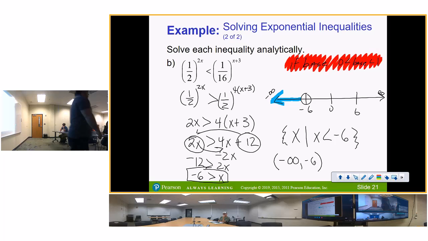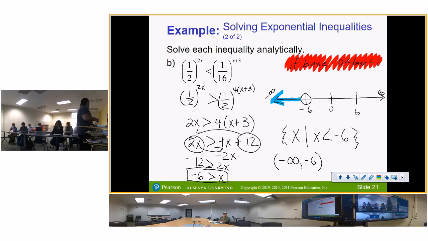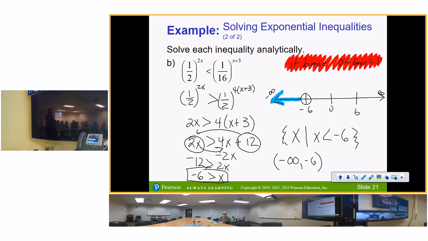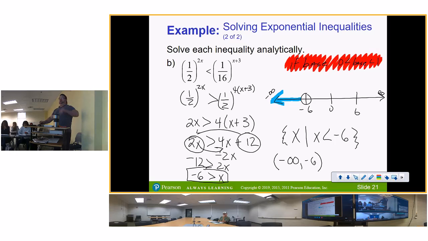Okay, so we remembered a rule that none of y'all remembered, and I didn't remember. And that rule is, if the base is a proper fraction, you have to flip the inequality before you even start.